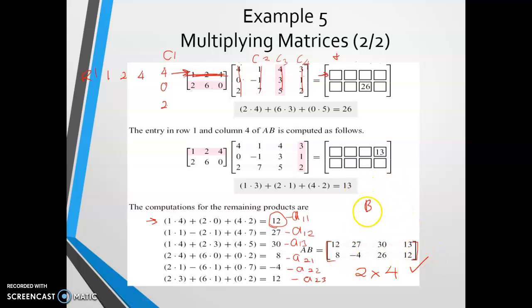How about BA? What do you think? Same answer or different? Can we get the same answer with BA?